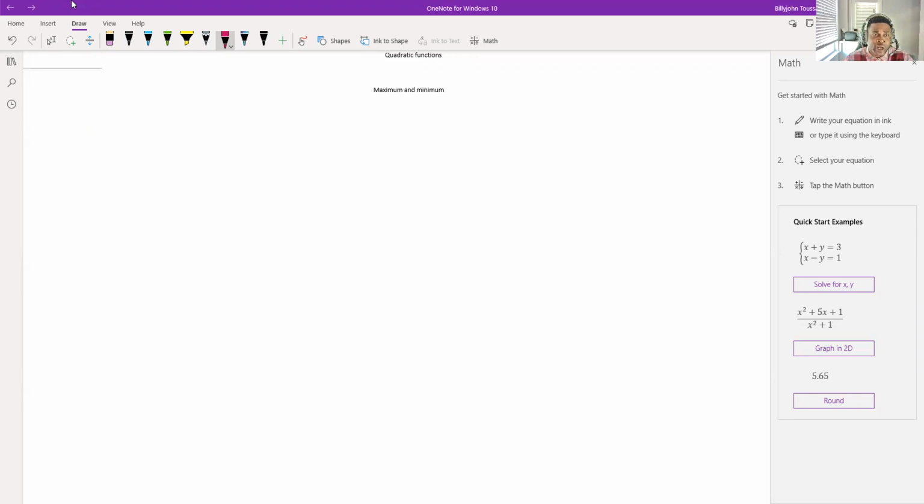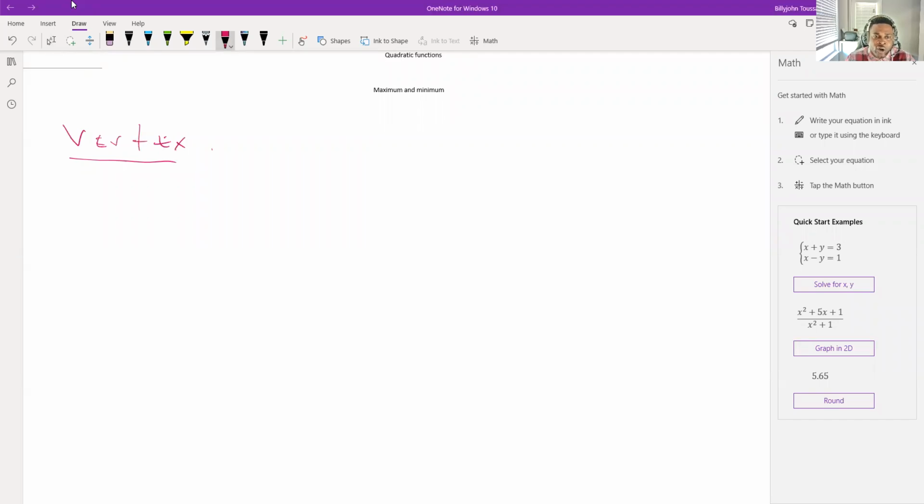So let's talk about how many types of quadratic function we've seen in the class. We've seen 3 types of quadratic function in the class, but today we are going to talk about the vertex form only, right? So we are going to focus on the vertex form.